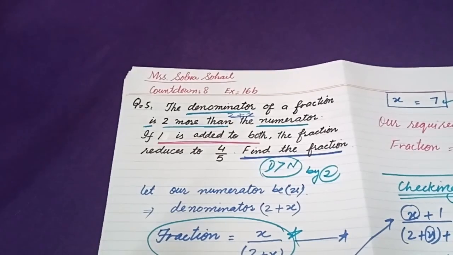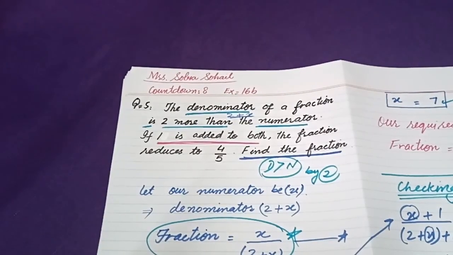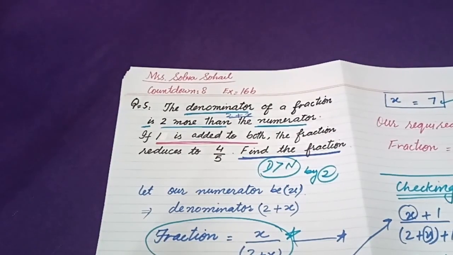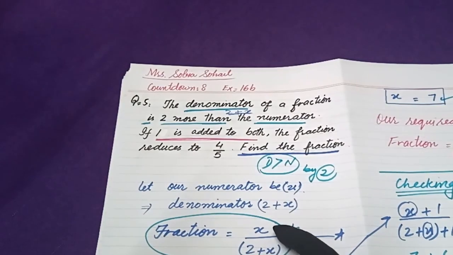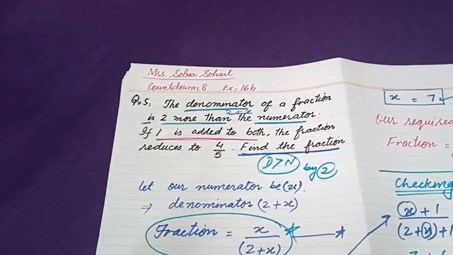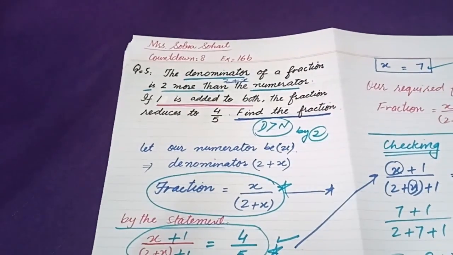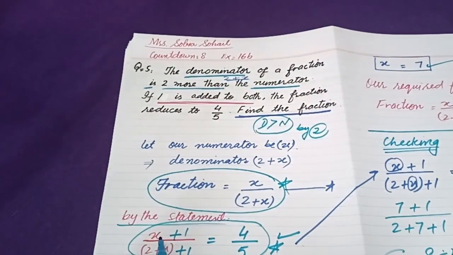Now it is said that if 1 is added to both, the fraction reduces to 4 by 5. If 1 is added to both, it means you have to add 1 in the numerator and also in the denominator. So by the statement, you add 1 over here and 1 over here, and your fraction will become equal to 4 by 5.